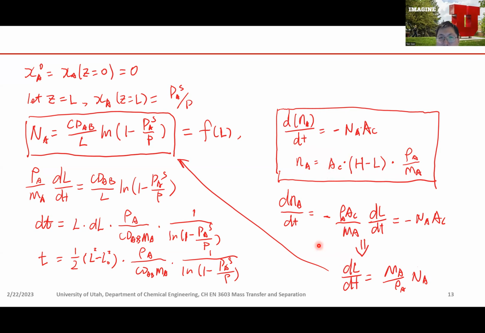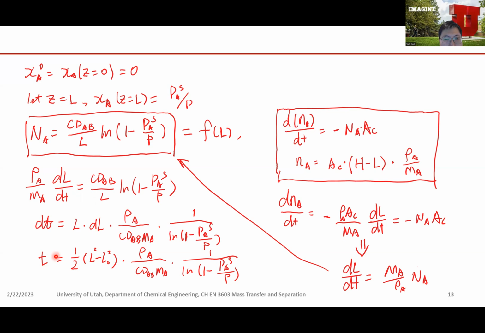Now we just found out NA is basically dependent on L, right? So if you replace NA here with this equation, that gives you this whole ordinary differential equation in which we are solving for L, dL over dt. And all the other parameters are constant that do not depend on t or L, right? Now you can separate variables, and you get dt on the left and all the dL to the right, and this whole term is constant. Then you can solve for t.